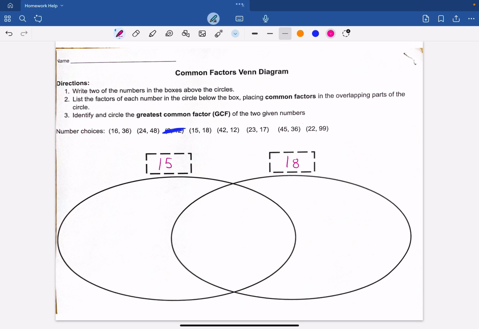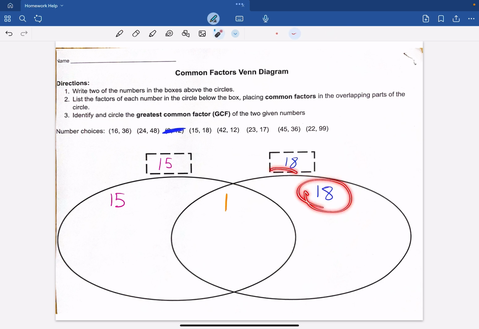The first factor for every number is 1. Let me change the color of my 18 so we can see them differently. So the first factor every time is 1. 1 is going to be a factor for 15, and 1 is going to be a factor for 18. I know that 1 times 15 equals 15, so I'll put the 15 over there. And I know that 1 times 18 equals 18, so I'll put the factor of 18 there.